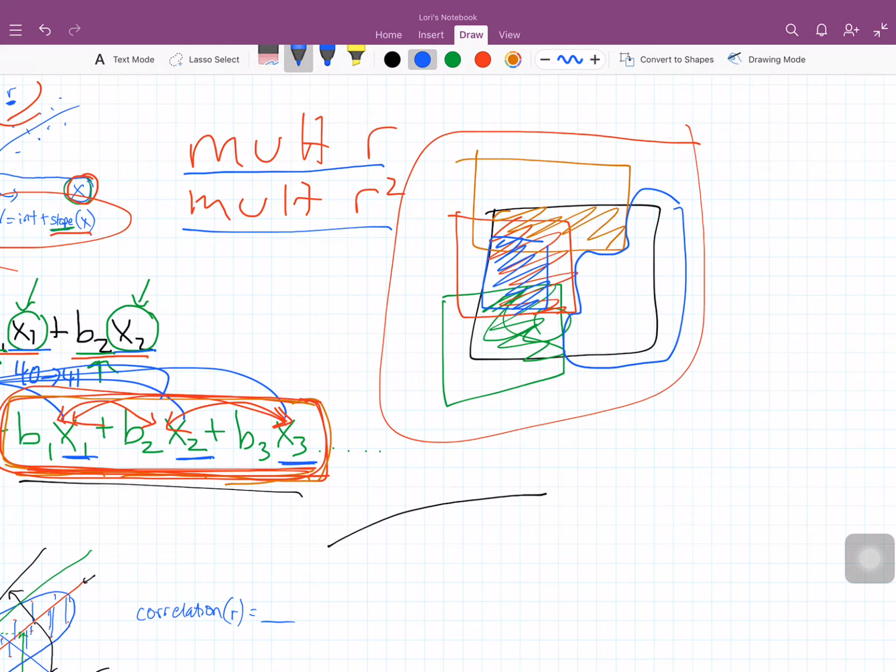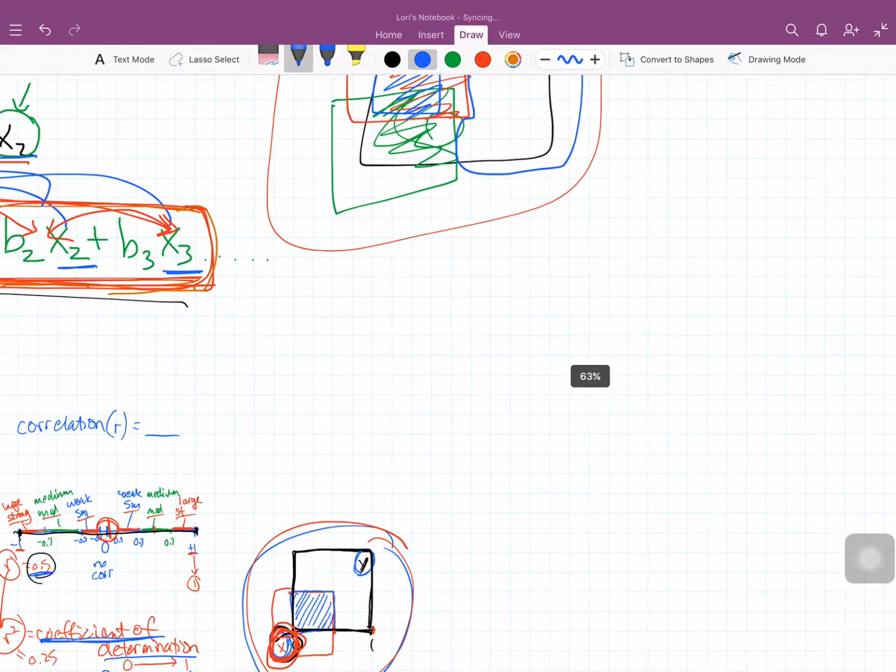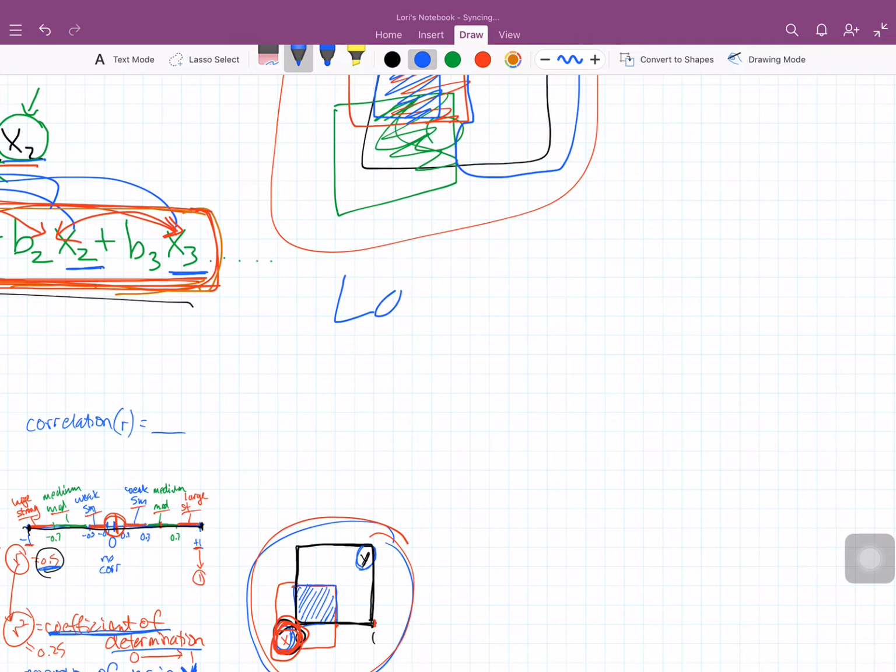So that's the relationship between simple linear regression and multiple linear regression. I have one more thing to share with you, and that's where this also gets pretty interesting, which is that I need to share with you a little bit about what's called logistic regression.